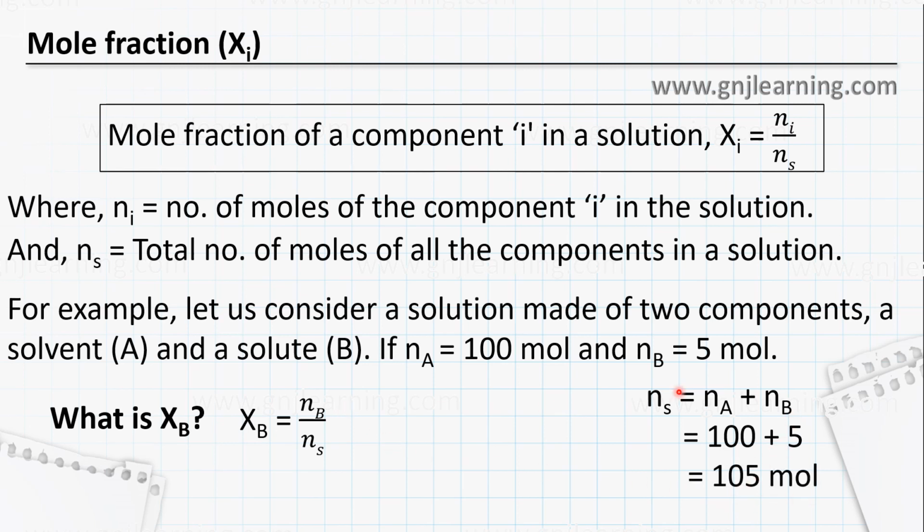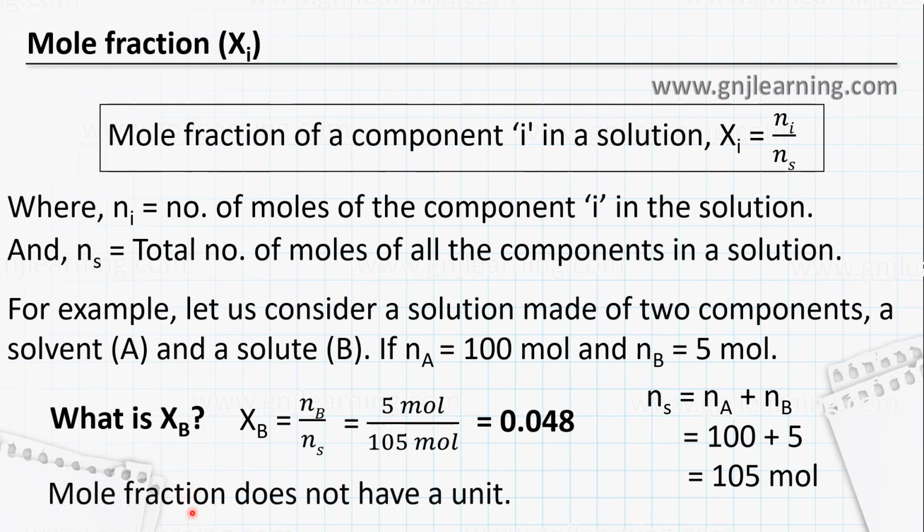So we have Nb now and we have Ns. You just substitute those values into this equation. Substituting, you will get Xb is equal to 5 mole divided by 105 mole. By solving this, you will get 0.048. Mole and mole cancel out. So you will get a value like this, 0.048. Clear? And one thing you have to notice is that mole fraction does not have a unit. Mole fraction will not have a unit.